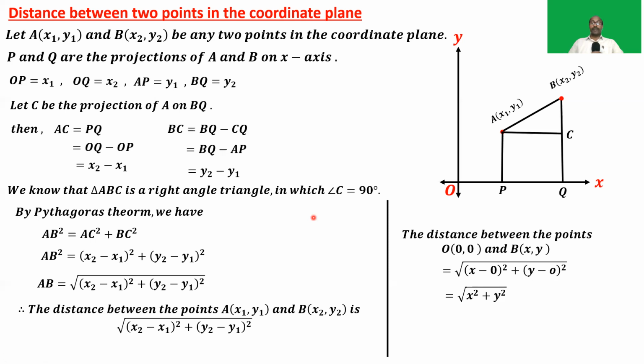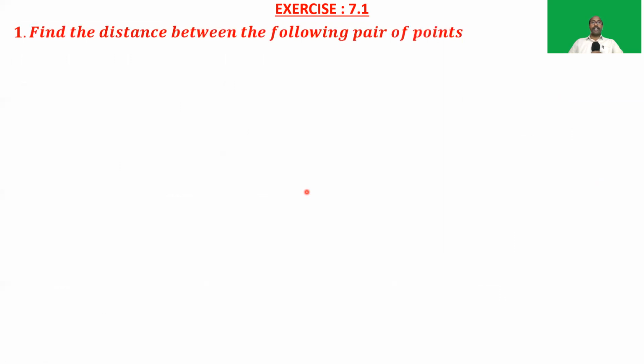Okay students, now let us start an exercise which is based on the formula of distance between two points in the coordinate plane. So exercise 7.1. Find the distance between the following pair of points. So first one is given that (2, 3) and (4, 1).